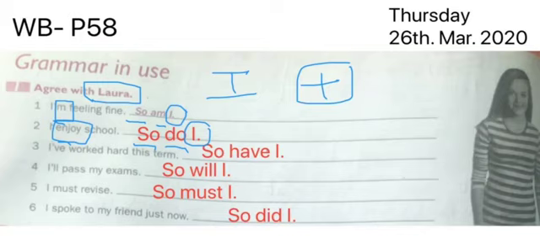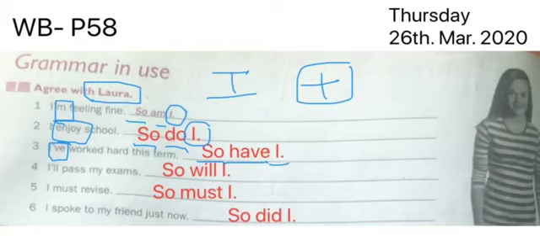Remember this rule. Number 3, I've worked hard this term. This is a positive, so we start with "so." And then the auxiliary verb "have" because we have it here. And then the subject "I."